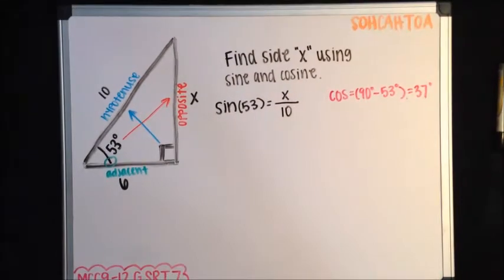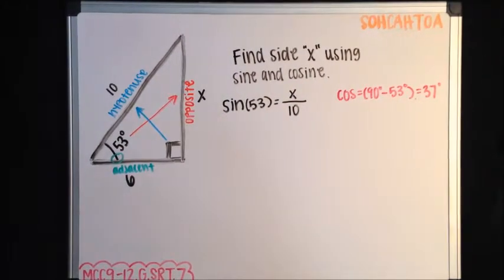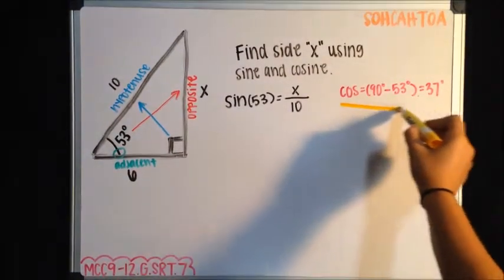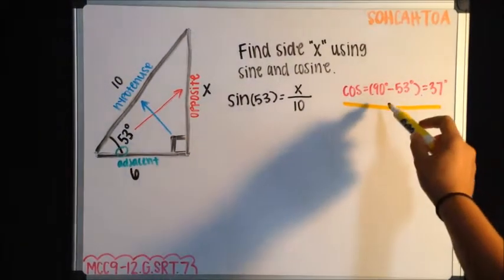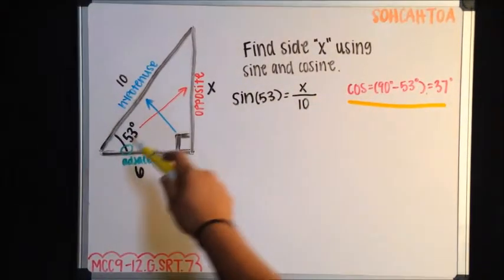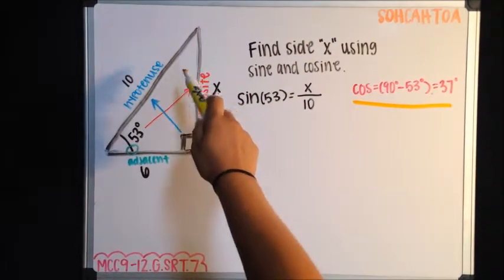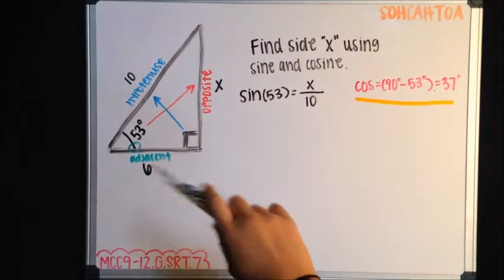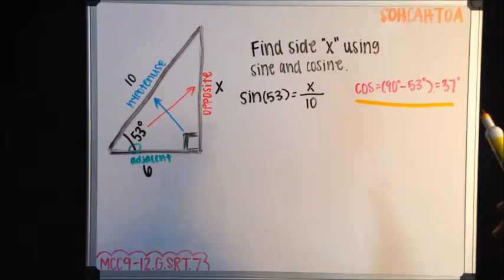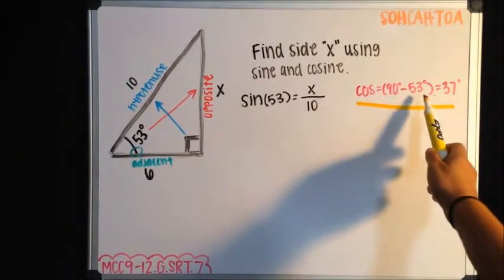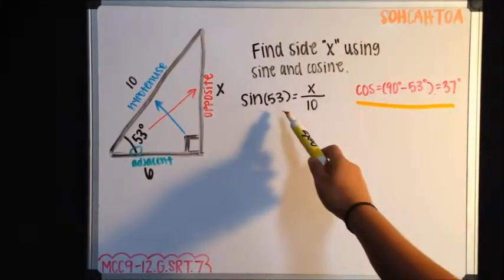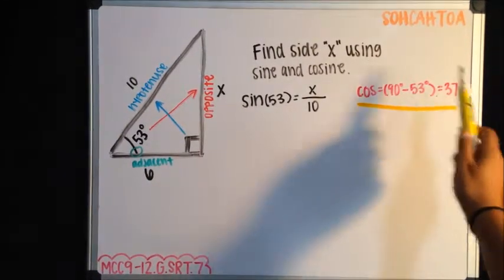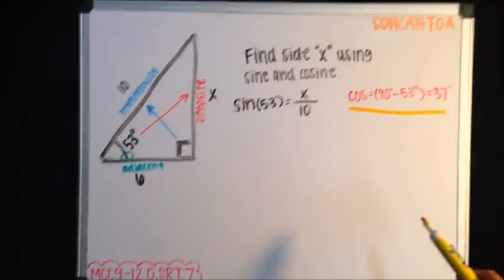Before we set up the formula for cosine, we first have to find the angle measurement for cosine by using this formula. We find this first, 90 degrees, because we know that the angles of sine and cosine have to equal 90 degrees as well to equal the whole total amount of a triangle, which is 180. So we take 90 minus 53, because 53 is the angle measurement of sine, and we get 37. So 37 degrees is your angle measurement for cosine.